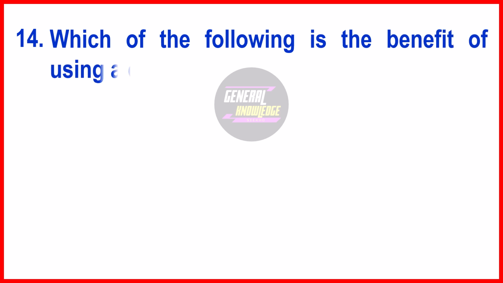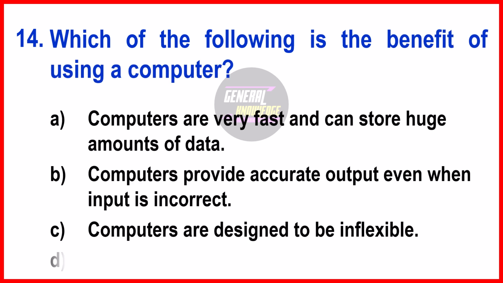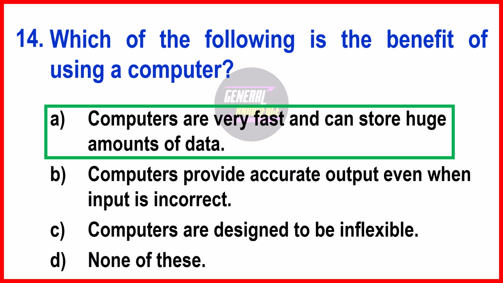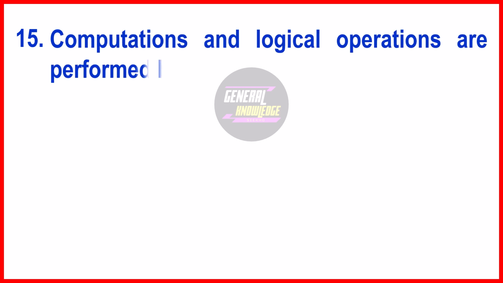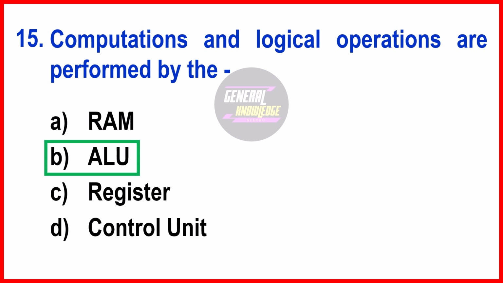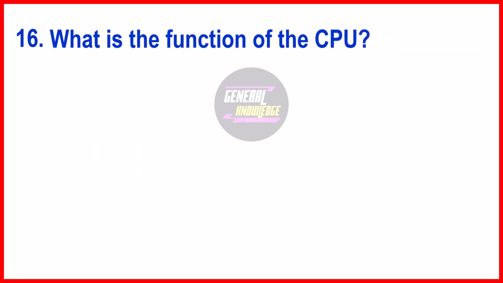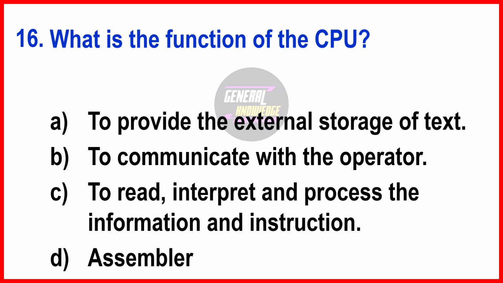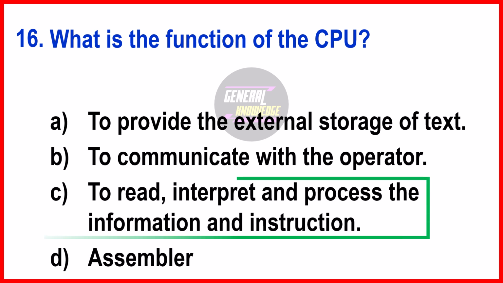Which of the following is the benefit of using a computer? The right answer is option A, computers are very fast and can store huge amounts of data. Computations and logical operations are performed by the. The right answer is option B, ALU. What is the function of the CPU? The right answer is option C, to read, interpret and process the information and instruction.